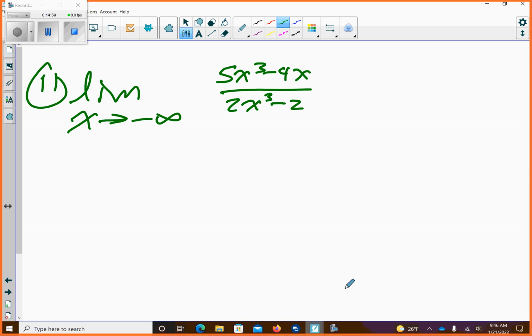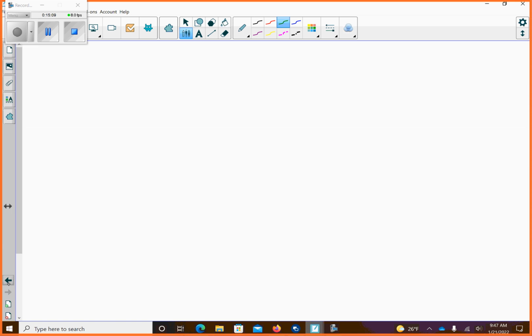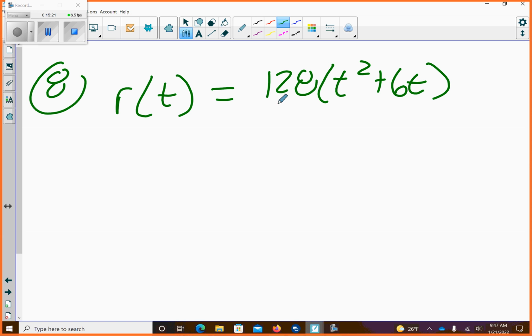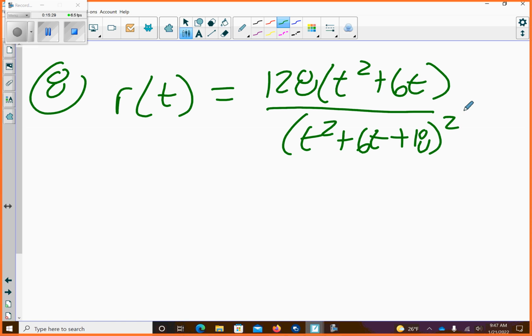Number 8. So they have R at t, so that's just the same thing as y equals 128 t squared plus 6t over t squared plus 6t plus 18 quantity squared. And they're saying this is taking place between 0 and 8.